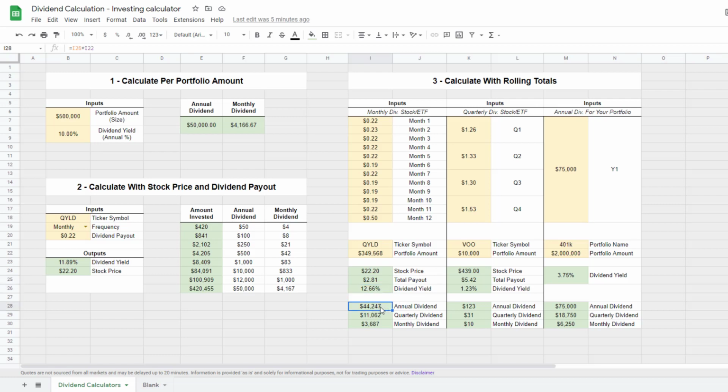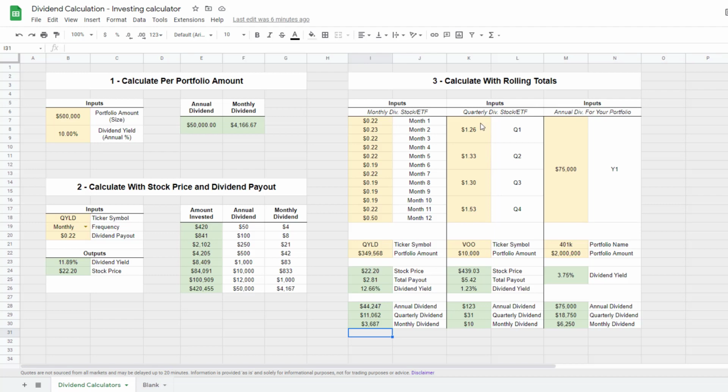And then to determine annual dividends, I simply take my portfolio amount, multiply it by the annual dividend yield percentage, and that gives me $44,000 for this portfolio size. And for quarterly, I simply take the annual dividend divided by 4, and then monthly, I take the annual dividend divided by 12. So that is how you can determine, in a more accurate way than calculator 1 and 2, an annual dividend payout. Let's go over to the next column.